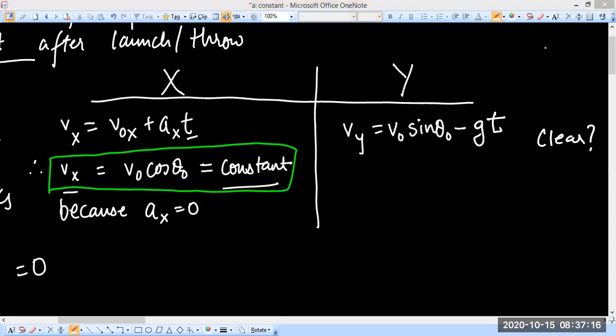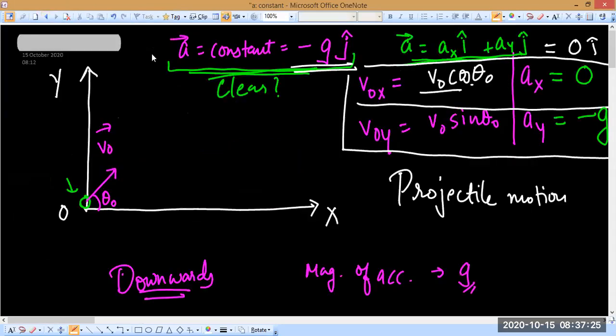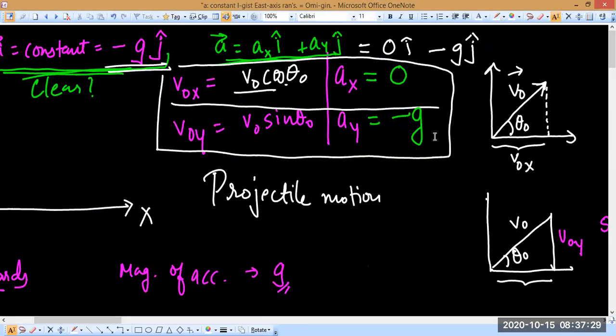No, Arkan, your answer is wrong because you wrote J caret. There is no need of J caret because as I mentioned earlier, AY is equal to minus G. AY is not equal to minus G J caret, right? Okay, that's why Arkan, your answer is wrong.